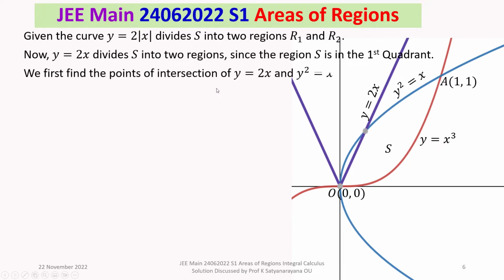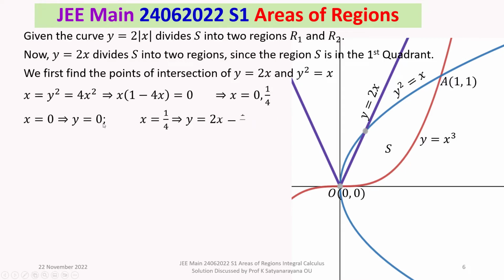The point of intersection we will find as x = y², but y = 2x, that is y² = 4x², and that will imply x(1 - 4x) = 0. That will give you x = 0, and 1 - 4x = 0 will imply x = 1/4. So this will give you x = 0 and x = 1/4.